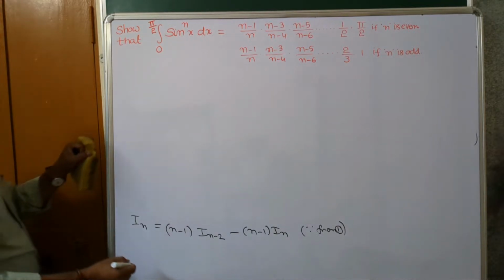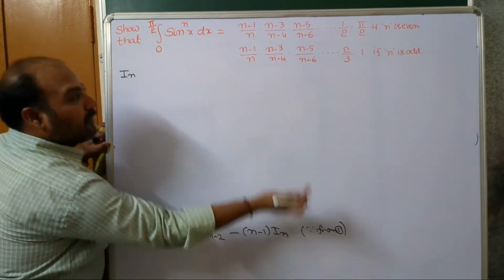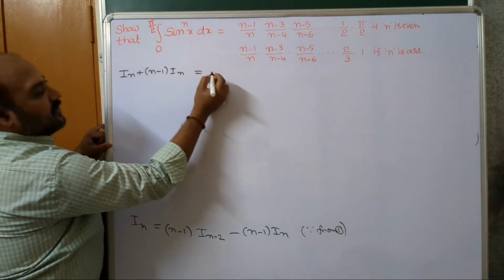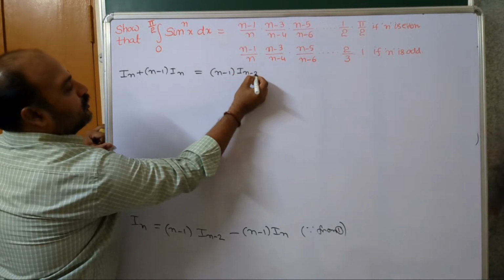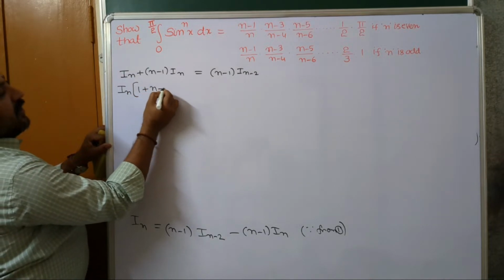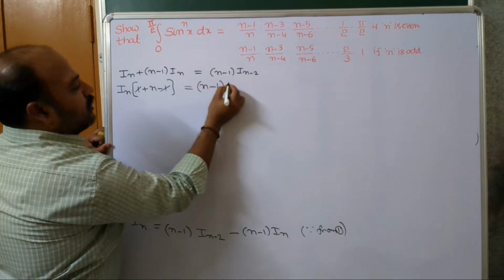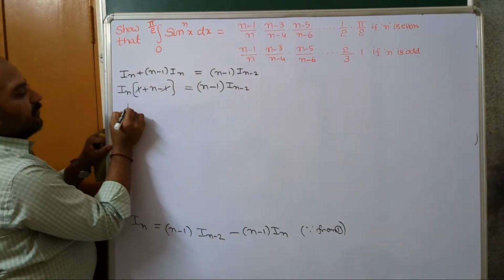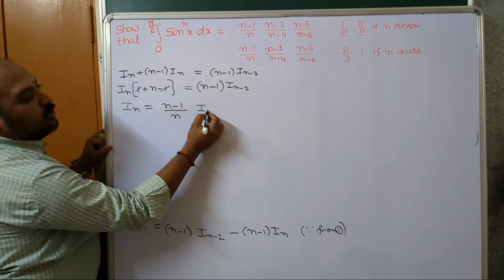So now, here In is there, minus (n minus 1) In bringing this side, plus (n minus 1) into In is equal to (n minus 1) into I(n minus 2). So In take common, 1 plus n minus 1, which is equal to (n minus 1) into I(n minus 2). So n here multiple will bring this side. In is equal to (n minus 1) divided by n into I(n minus 2).